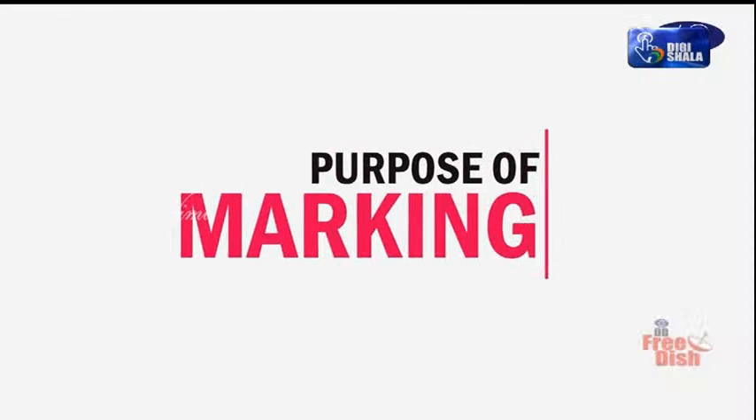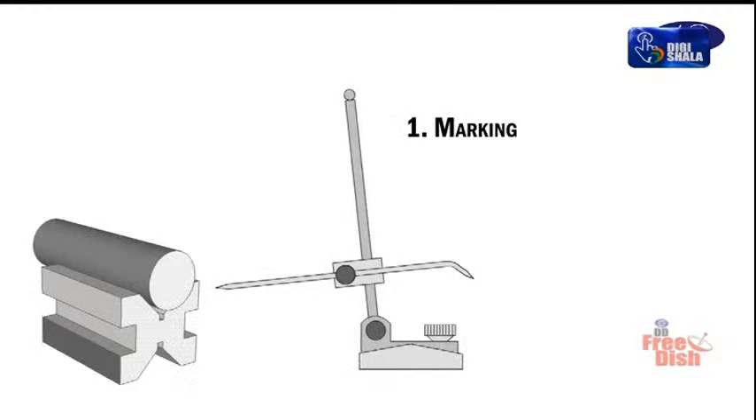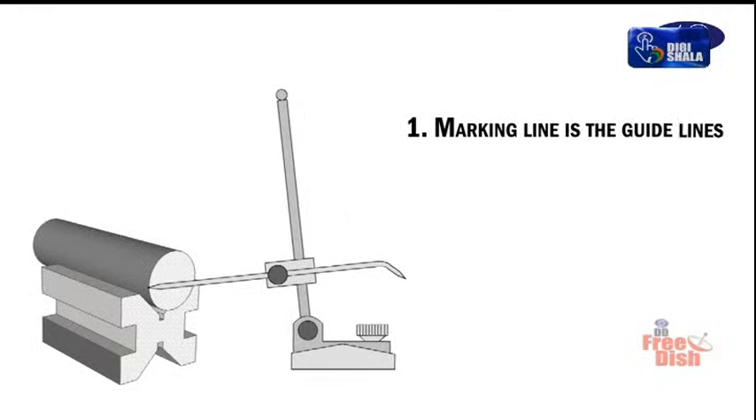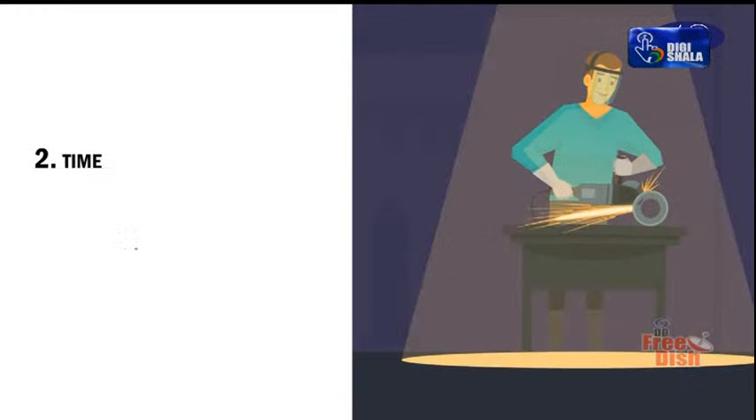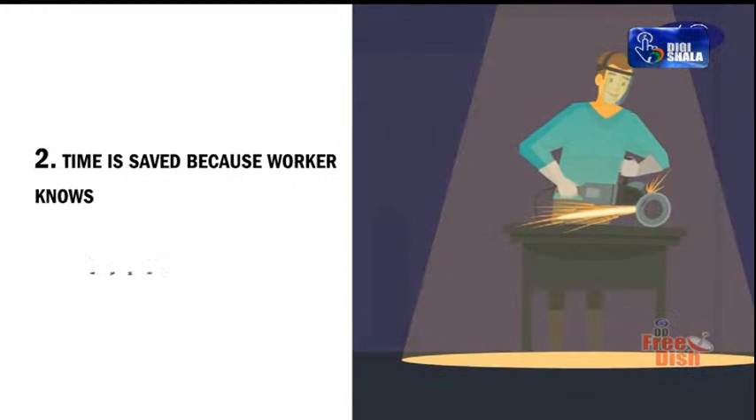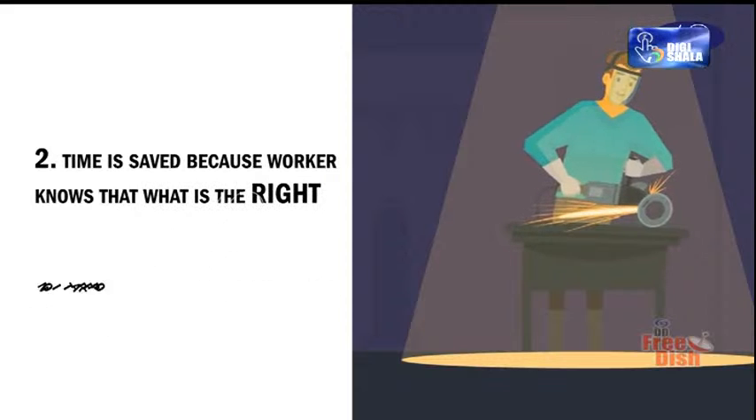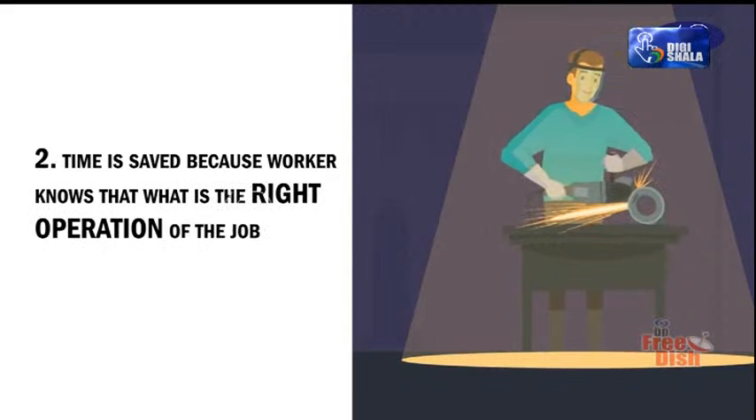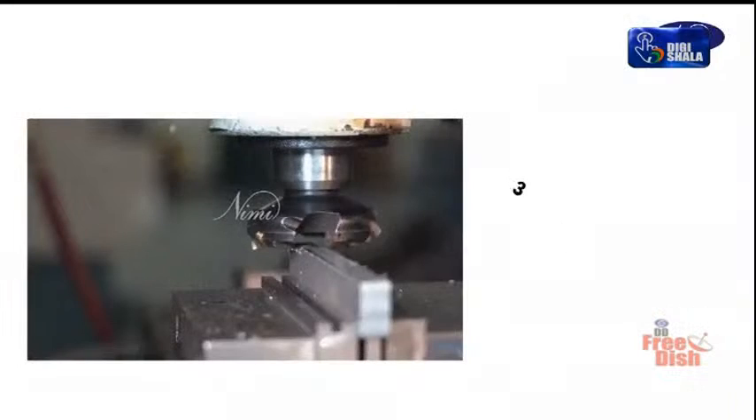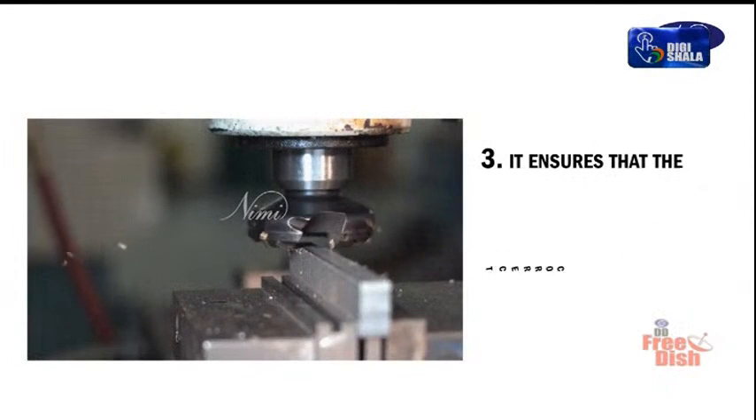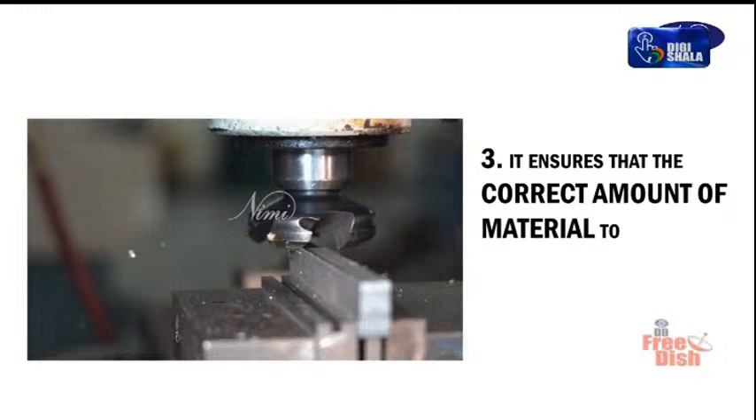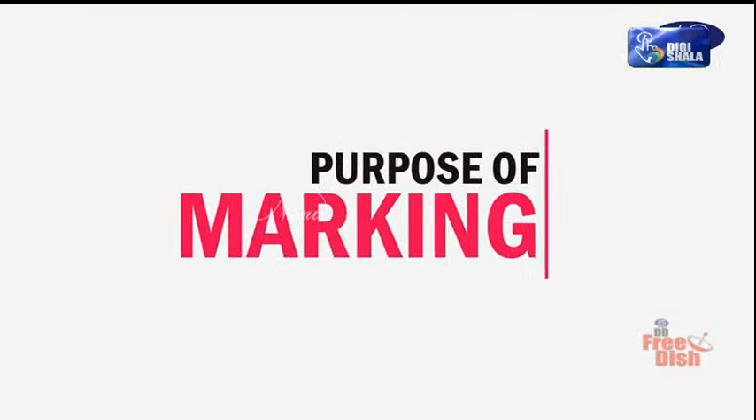Purpose of marking. Number 1. Marking lines give guidelines to the worker. Number 2. Time is saved because the worker knows the right operation on the job. Number 3. It ensures that the correct amount of material is removed. Number 4. Repeated checking is avoided. These are all the purposes of marking.